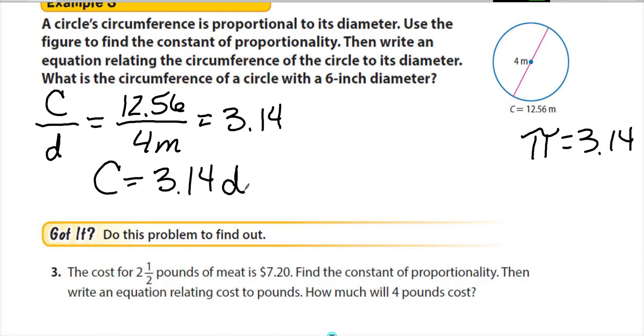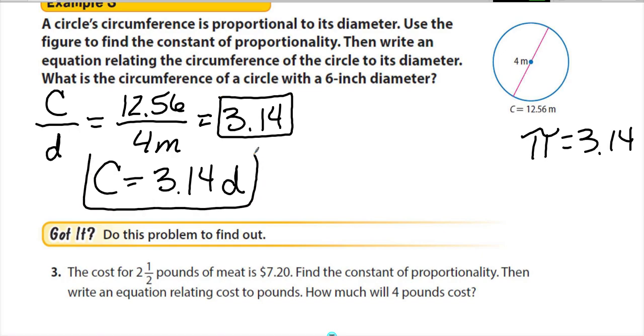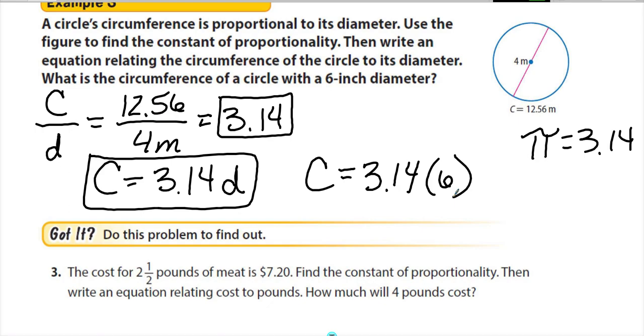Now they want us to use that. So this is the first answer. And now they want us to use what we just got, which is C equals 3.14d, to figure out what would happen if we had a 6-inch diameter. So let's try it. If I take the circumference and put it equal to 3.14, which is pi, times the diameter of 6, what do we end up with? Let's take 3.14 times 6, and I come up with 18.84.